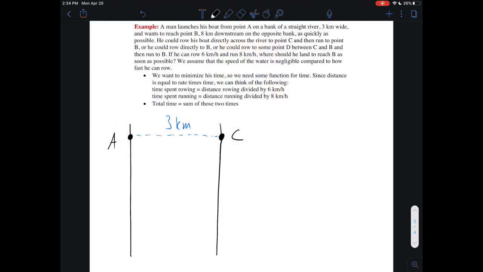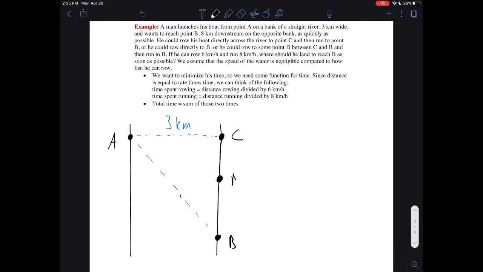And they said if he rowed straight across to point C, he'd then have to run down to point B, and that would be the destination. So B would be down here. They also said he could just row directly to point B. And then they also said he could just row to some point D, let's say here, somewhere between C and B, and then run straight down to B.